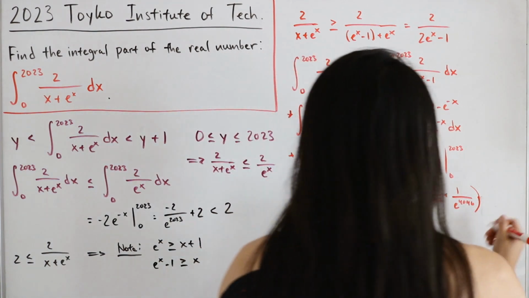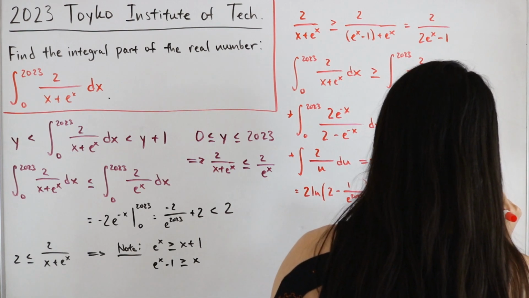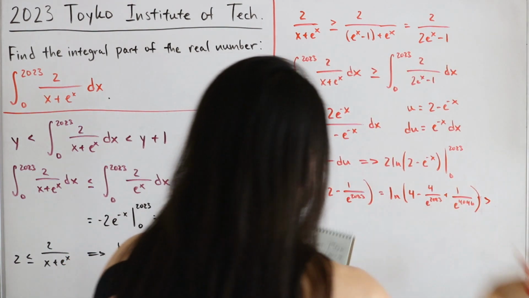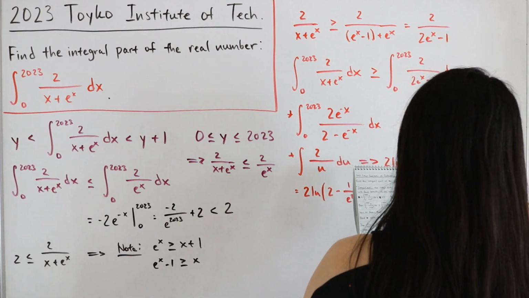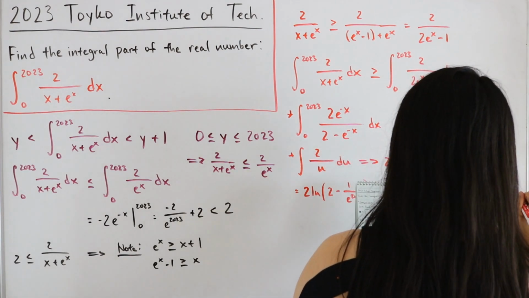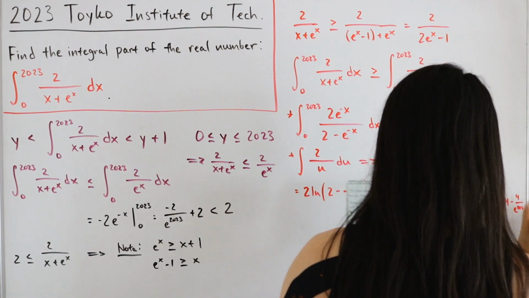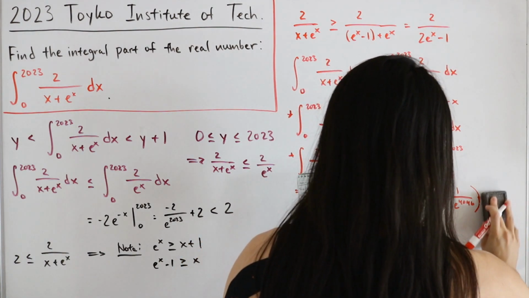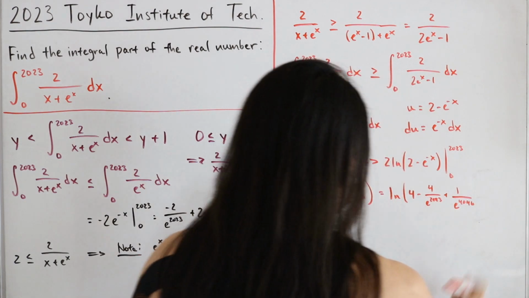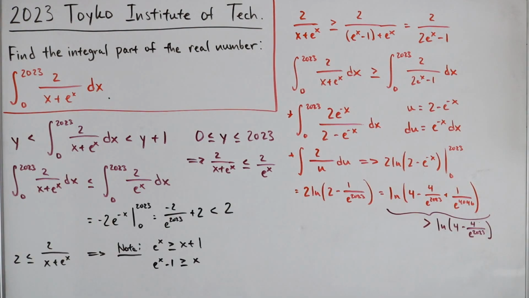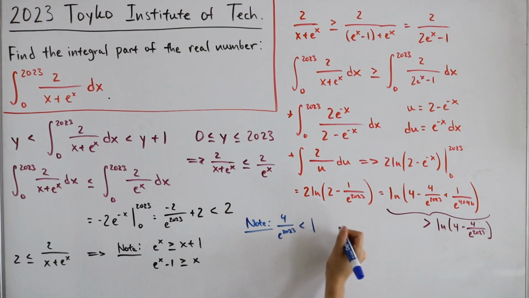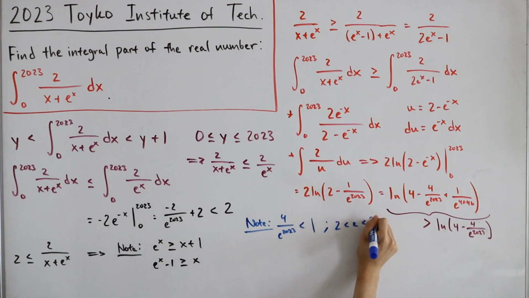We can also create an upper bound such that this is going to be bigger than the following number, ln of 4 minus 4 divided by e to the 2023. I'm running out of space, so let me create this little bracket over here. Some things to note are that 4 divided by e to the 2023 is of course going to be strictly less than 1. Another thing is that we know e is in between 2 and 3, those 2 integers.